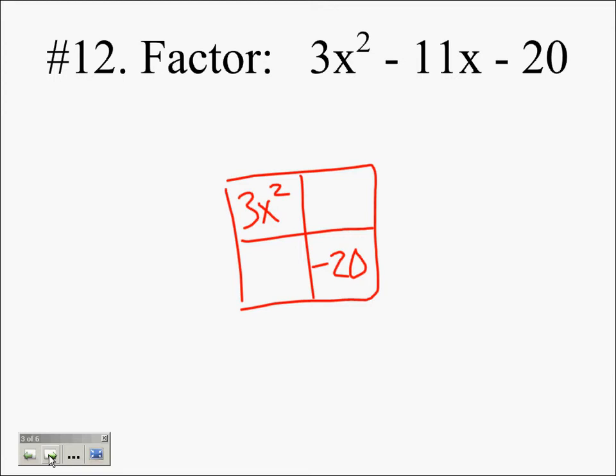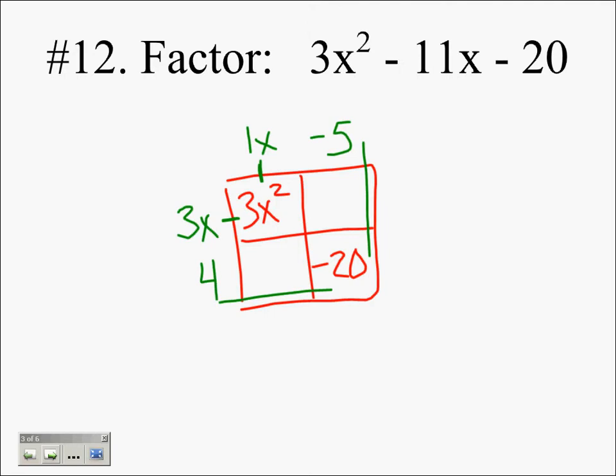Now, our goal is to come up with things on the outside that multiply to the inside. Remember, sometimes we use that box method for multiplication. We're just undoing that now. Okay, so right here, I need 2 things that multiply to 3x squared. I know 3 and 1 will give me the 3, and then x and x will give me the x squared. Down here, I need 2 things that multiply to negative 20. I know that negative 5 and positive 4 will give me that negative 20.